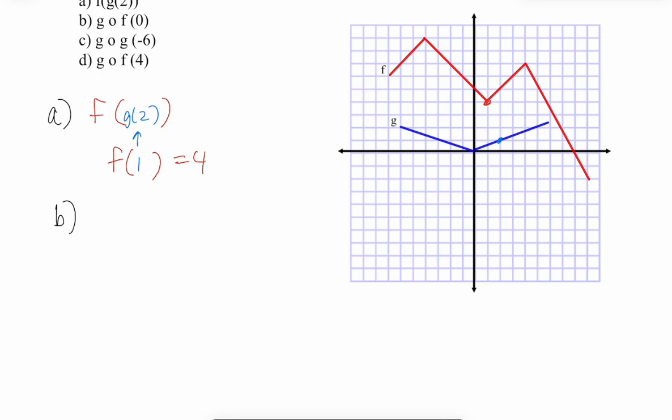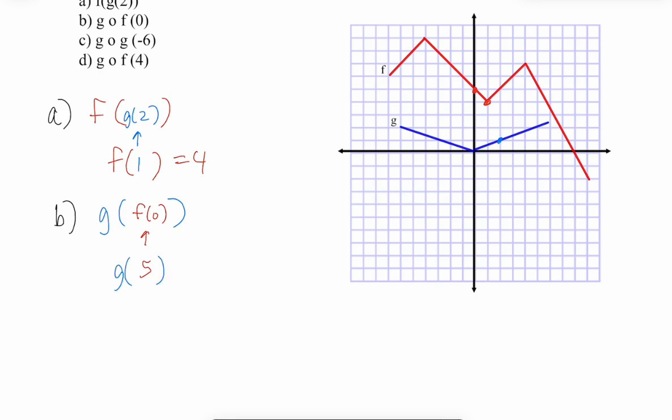Now let's look at B. Now I'm going to rewrite that as g of f of 0. So the first thing, you're always going to start with the inside function. So we're going to go to the red f function. We're going to ask ourselves, what is the height when x is 0? So what's the answer there? 5. So that's 5.